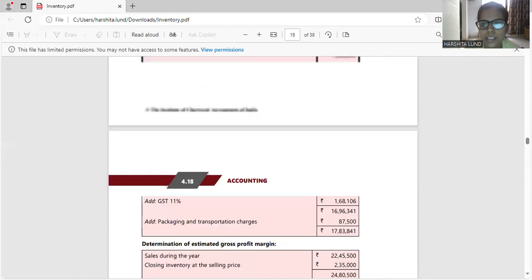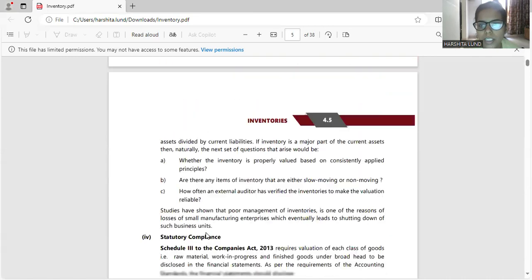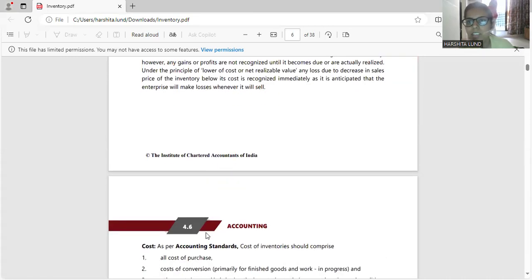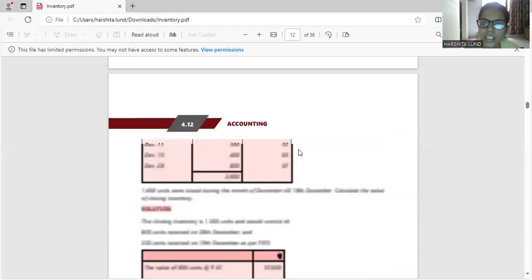If you ask what this inventory topic talks about, it talks about valuation, presentation and disclosures, and the various methods which can be used for valuation. If you have any doubt, please let me know. There are five methods: FIFO, LIFO, weighted average, simple average, and specific identification. For the non-historical method, we have the retail selling price method. And then we calculate how to calculate cost and how to calculate NRV.